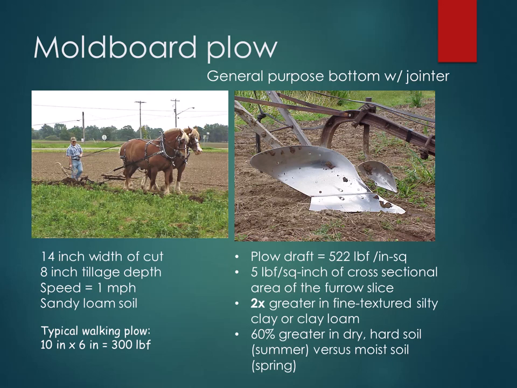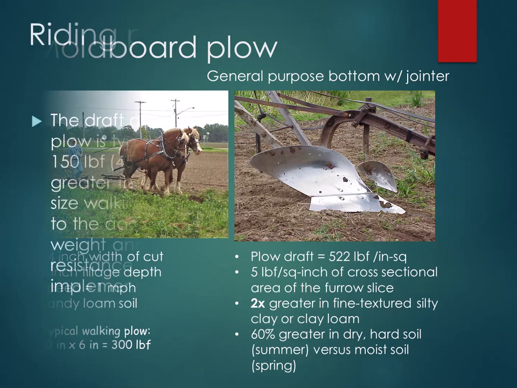In sandy loam soil, plow draft is typically about 4.5 pounds force per square inch of furrow slice. Here, the measured draft was 4.7 pounds per square inch, or 522 pounds force. In clay loam soil, the draft could easily be 9 pounds force per square inch, nearly two times that in sandy loam soil.